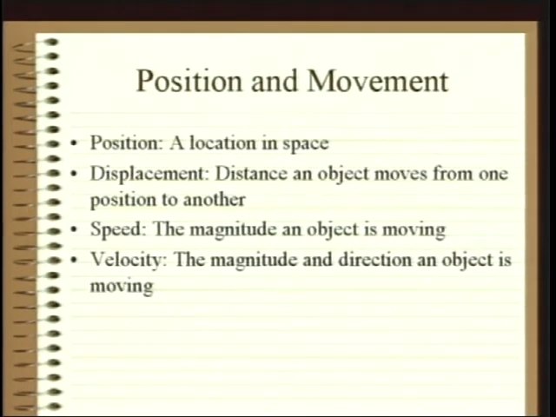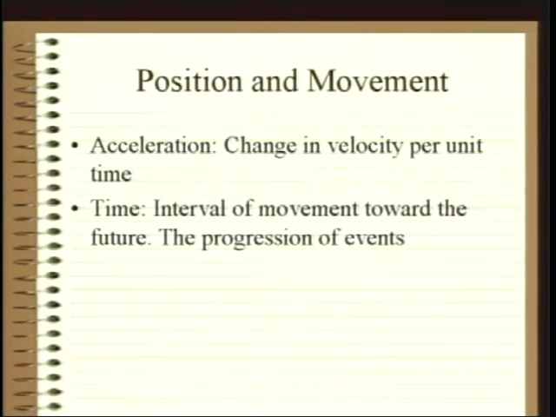Speed is the magnitude of how fast an object is moving, and velocity is the same as the speed, but you're also given the direction that it's moving from. So if the information just said 10 meters per second, that would be speed. But if it was 10 meters per second from the east, then that would be velocity. Acceleration is a change in velocity per unit time.